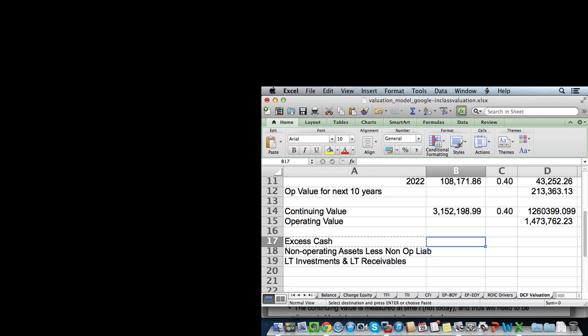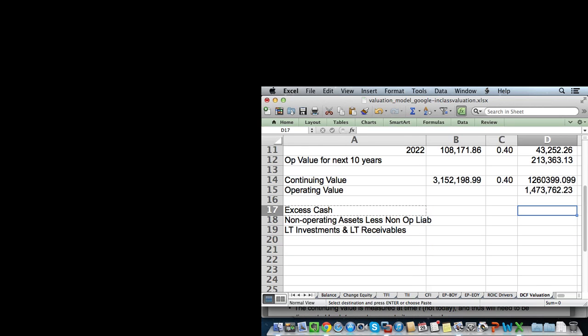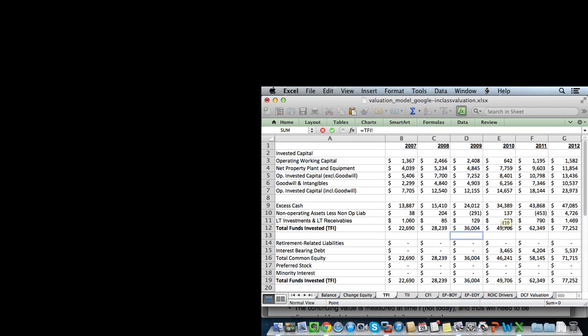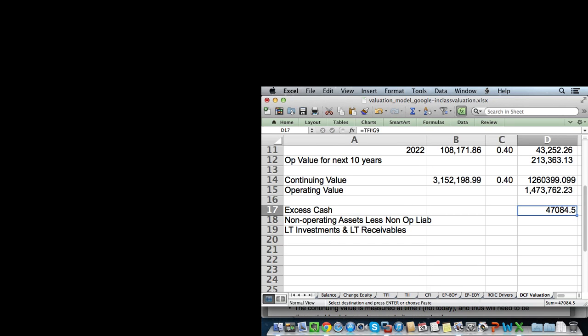So here's a nice thing, which is in our model, we actually have a value for the excess cash, which is the excess cash today. That's already a present value. So if I go to my TFI, the last year for Google was 2012, so I get the 2012 excess cash. And then I take my 2012 non-operating assets and my 2012 long-term investments, and those are my 3 non-operating values. They're already in present value. They're the December 31st, 2012 reported numbers. That's the non-operating value of the company.